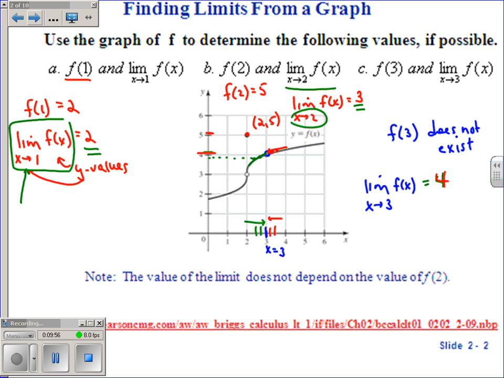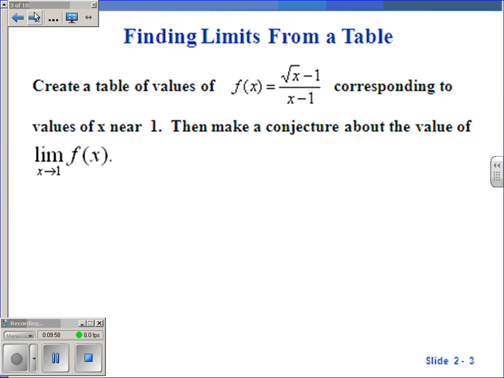Okay, so now I want to look at a table of values. With the graph you can only tell so much. Sometimes you need to look at what the values themselves are. So what I'm going to do is try to find the limit as x approaches 1. I need to look at x values smaller than 1, getting closer to 1, and also x values that are a little bit bigger than 1. Okay? So I'm going to look at it this way.